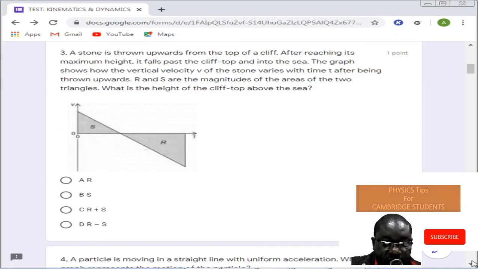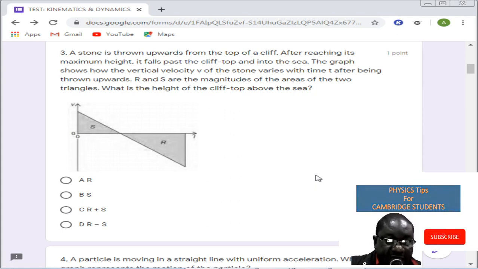Number 3. A stone is thrown upwards from the top of a cliff. After reaching its maximum height, it falls past the cliff top, and into the sea. The graph shows how the vertical velocity v of the stone varies with time t after being thrown upwards. R and S are the magnitudes of the areas of the two triangles. What is the height of the cliff top above the sea?